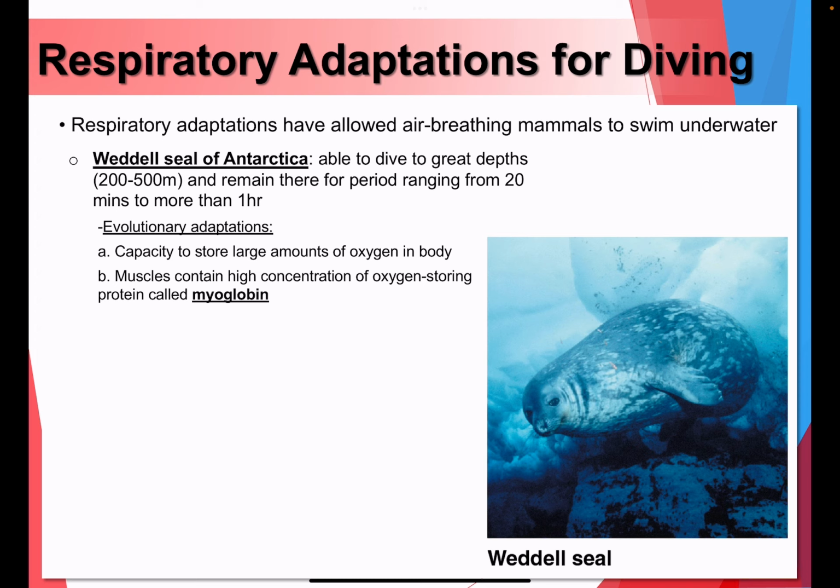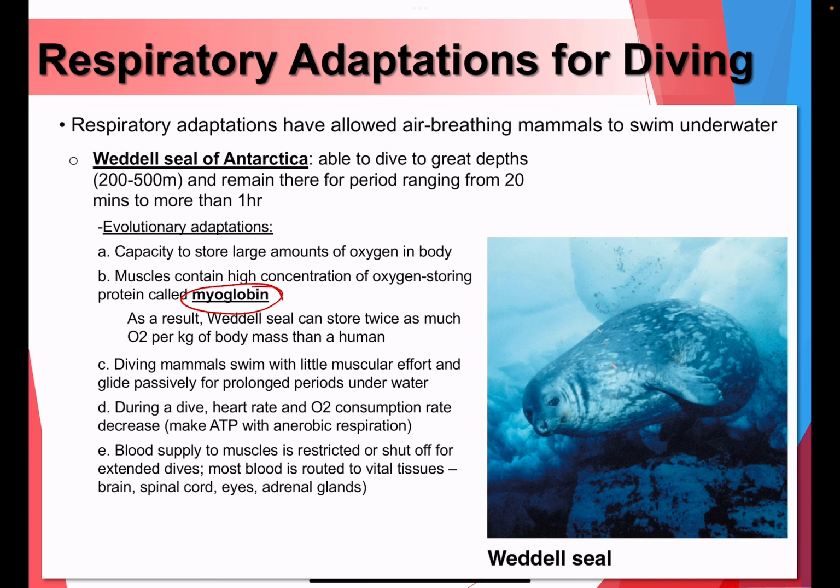And muscles also maintain a high concentration of an oxygen storing protein called myoglobin. For us, we have a little bit of that, especially in our heart muscle, because we know our heart cannot be completely deprived of oxygen. So that's like our backup plan. I didn't talk about that, but we do have that, but not in high amounts. For these diving animals, they have a lot of myoglobin as an extra source of oxygen storage. Not only do they have hemoglobin in their blood, they have myoglobin existing within their muscles. As a result, the Weddell seal can store about twice as much oxygen per kilogram of body mass as a human being, which is why they're able to last that long underwater.